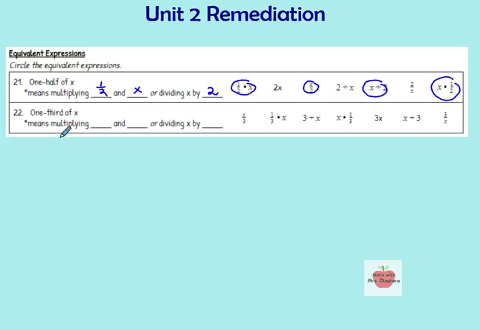Number 22, 1/3 of X means I need to multiply 1/3 and X, or divide X by 3. This first option shows me X divided by 3. This one is 1/3 times X. That one doesn't work. This one matches because of the commutative property. We don't need 3 times X. We need X divided by 3. And then this is 3 divided by X, so we don't need that option.